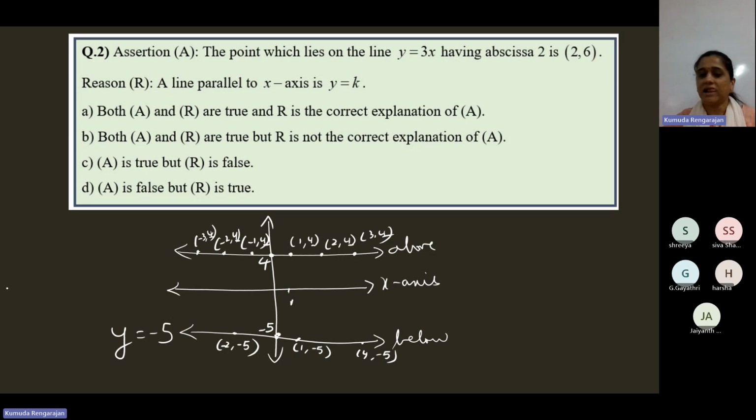When you're given y is equal to 14, you can say three things. It's the equation of a line parallel to the x-axis. Above or below? It's a positive 14, so above. Distance, 14 units.